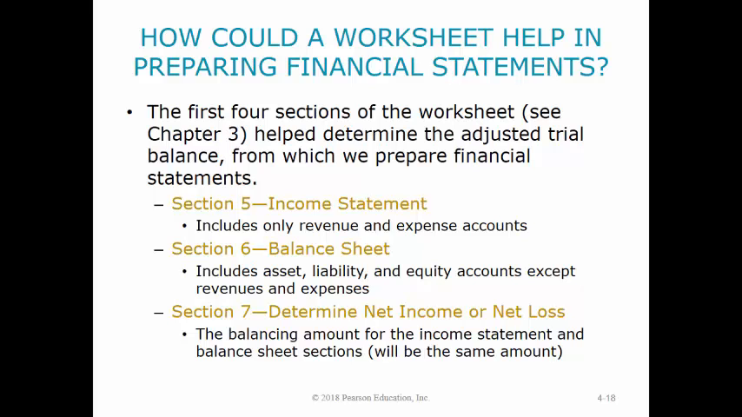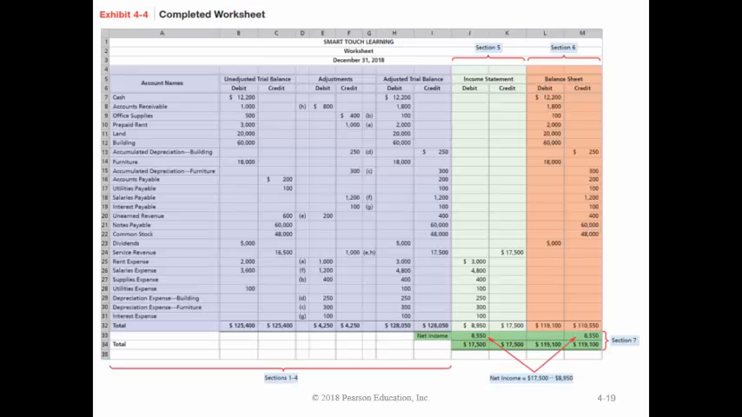Enter net income or loss as the balancing amount in the income statement and balance sheet sections. If net income exists, the balance will be entered in the debit column of the income statement section and the credit column of the balance sheet section. If net loss exists, the balance will be entered in the credit column of the income statement section and the debit column of the balance sheet section. Exhibit 4.4 shows the net income adjustment in the debit column of the income statement section and the adjustment in the balance sheet section as a credit.